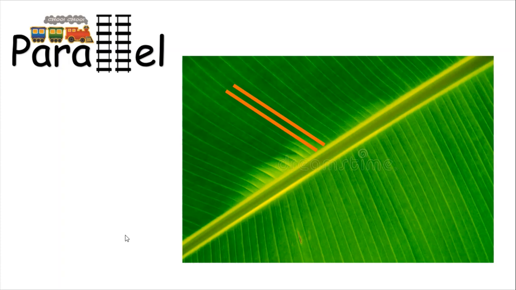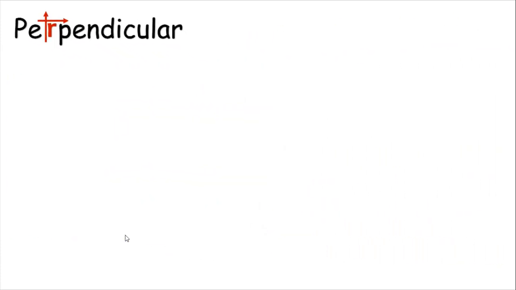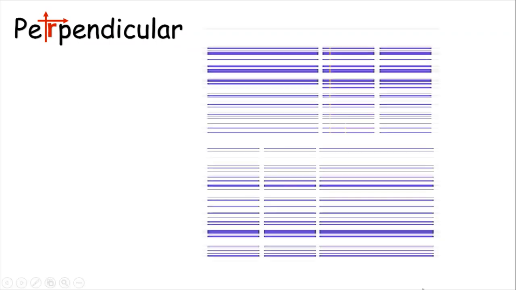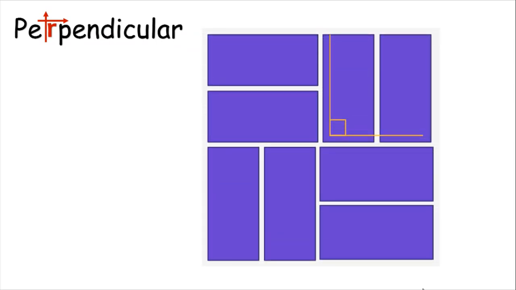Now, what about perpendicular lines? Let's have a look at those. So this could be a picture of tiles on a wall in the bathroom or kitchen, or it could be floor tiles, or even a paved driveway or bricks outside that you might see. So any kind of tiles or bricks. Now we're looking for perpendicular lines, so lines that are meeting at a right angle.